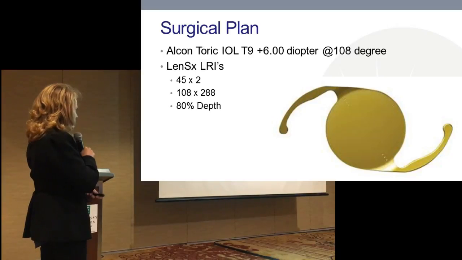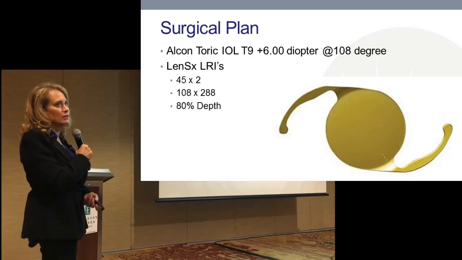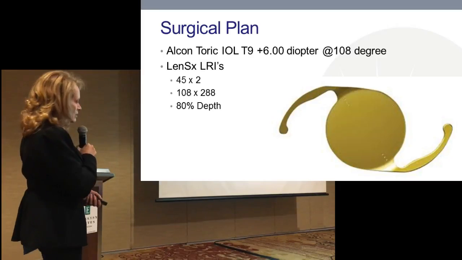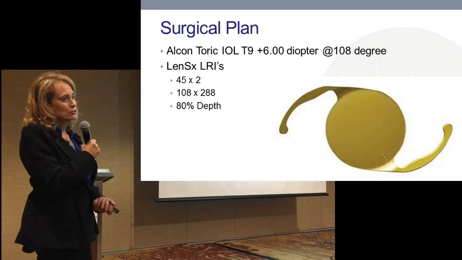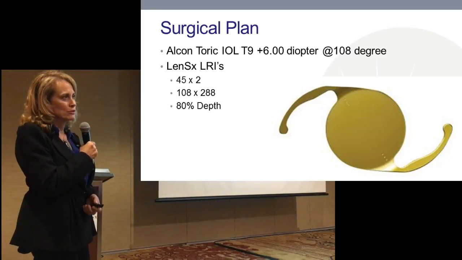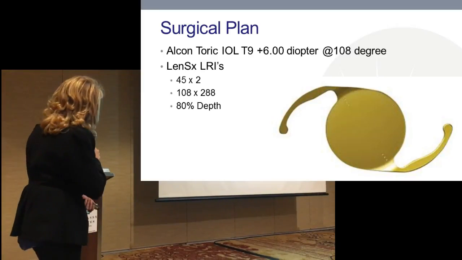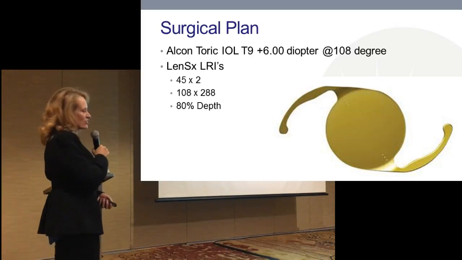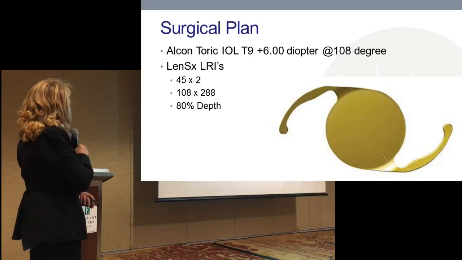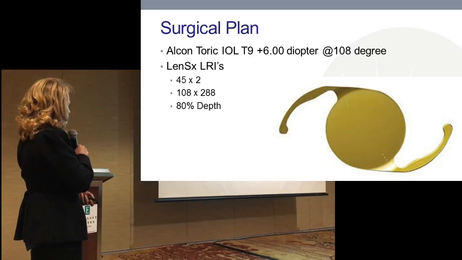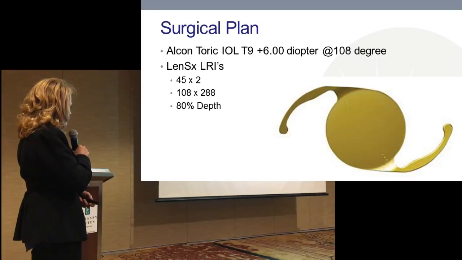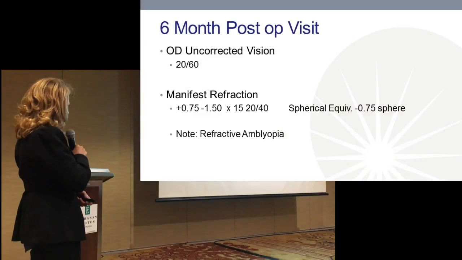So the plan was to put as much toric power as we could in a toric IOL, so that's a T9, and then to enhance that with the largest LRIs that I was comfortable doing with my laser. You could do larger ones, but I think when you get larger than about 45 microns of paired degrees of arc, thank you, you are cutting through so many corneal nerves that you're likely to really have some dysfunction of the ocular surface. So this was about as much as I wanted to do.